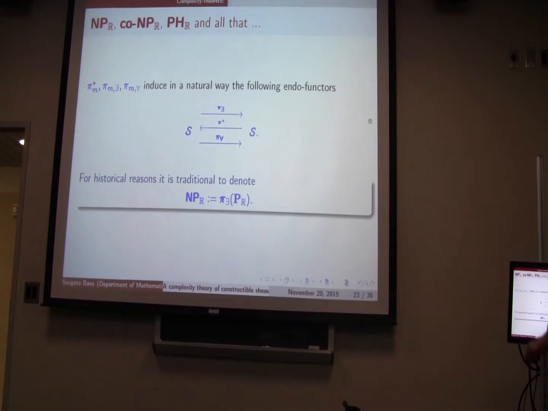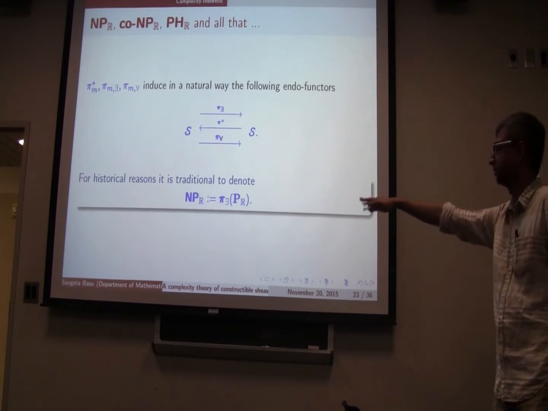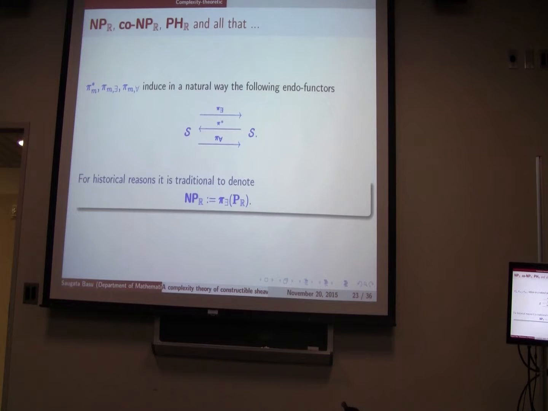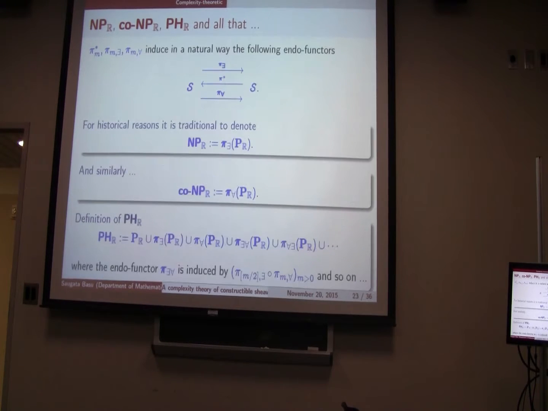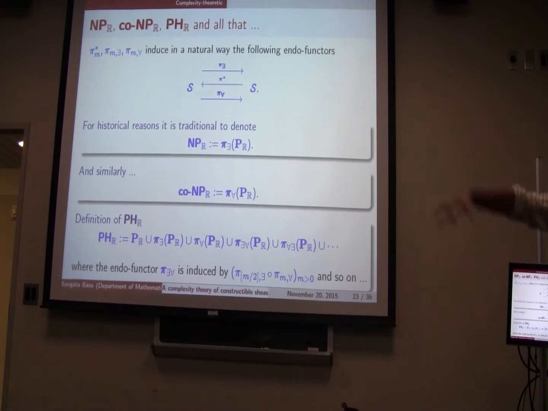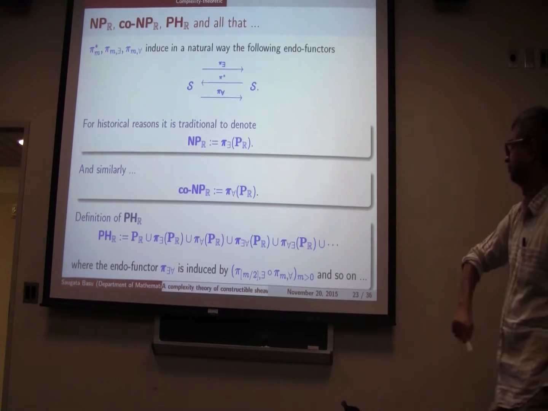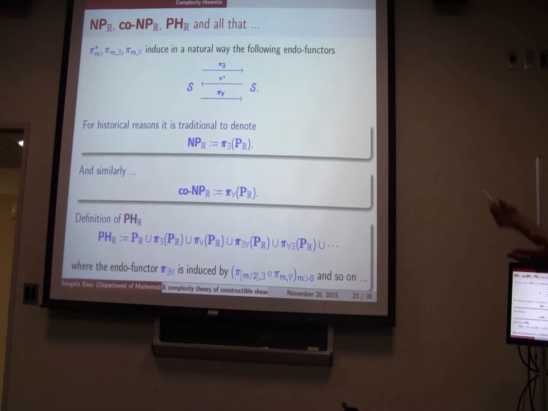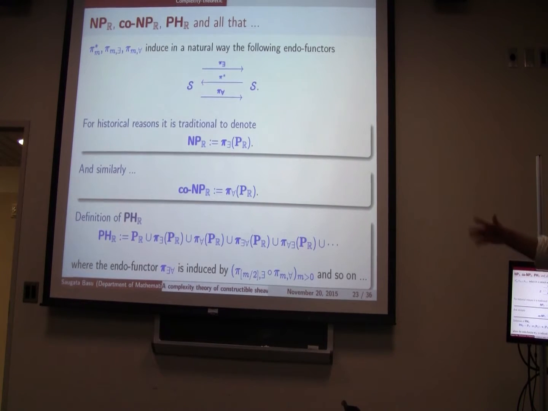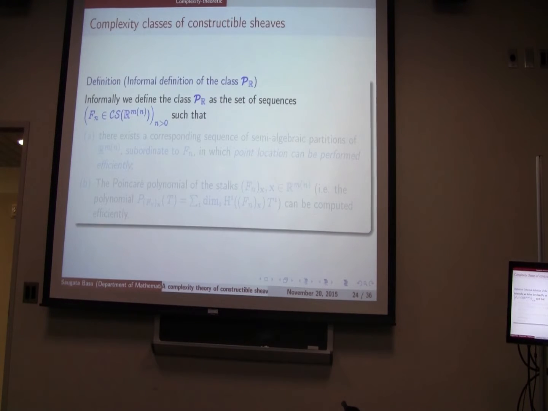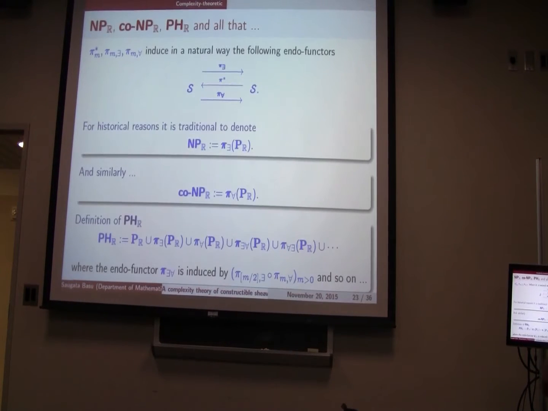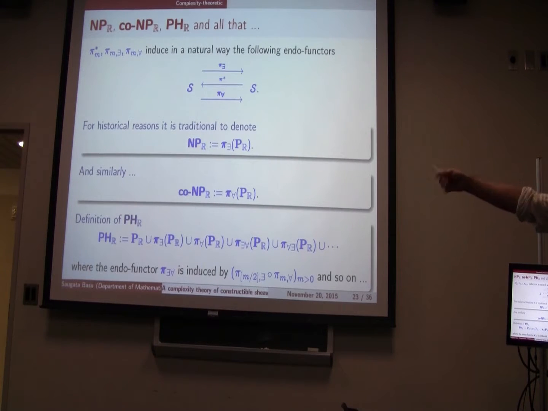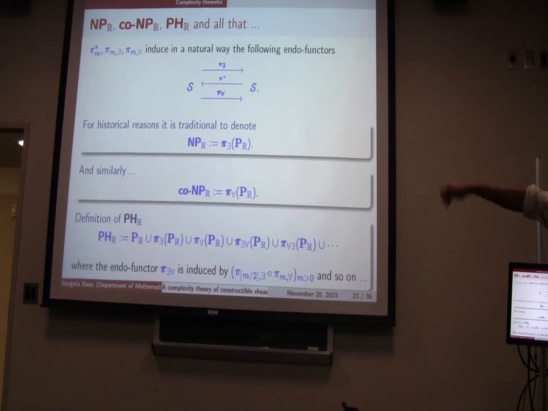For historical reasons, it's traditional to denote, I think because of non-determinism, this one as NP and that one as co-NP. And then there's a notion of a whole hierarchy where you compose these endofunctors like this. That's called the polynomial hierarchy of the reals. And what is believed to be true is that this is a proper hierarchy, that P is not equal to NP or co-NP, or for that matter, the polynomial hierarchy is not the same as P.